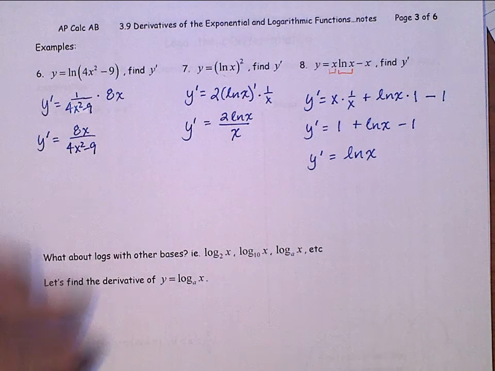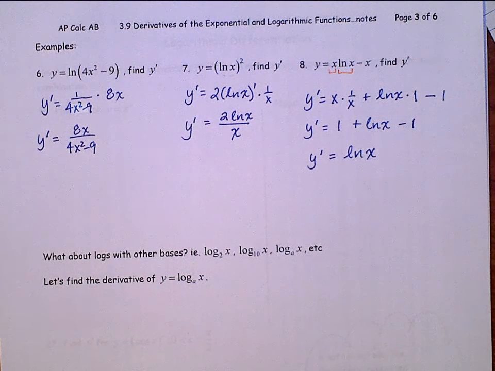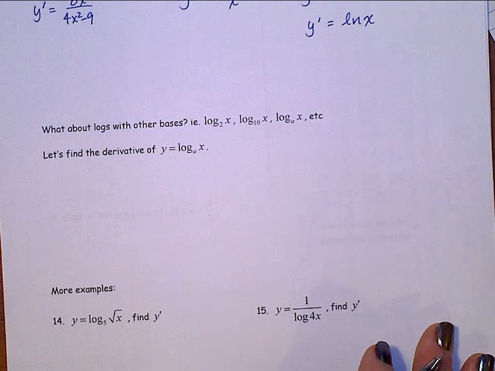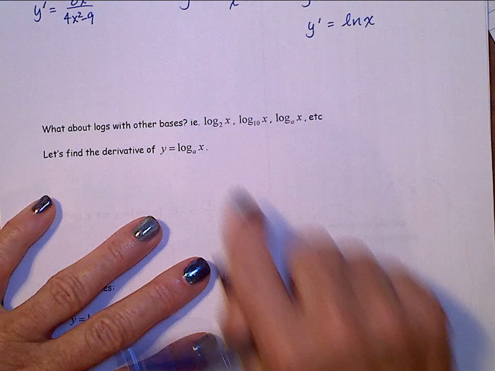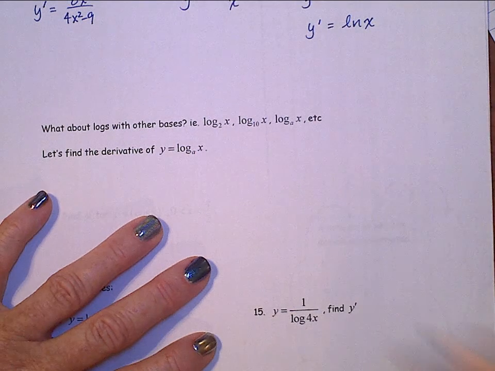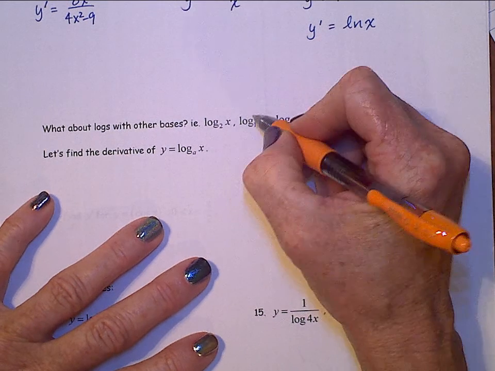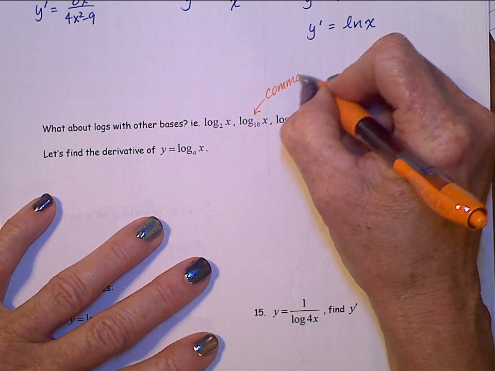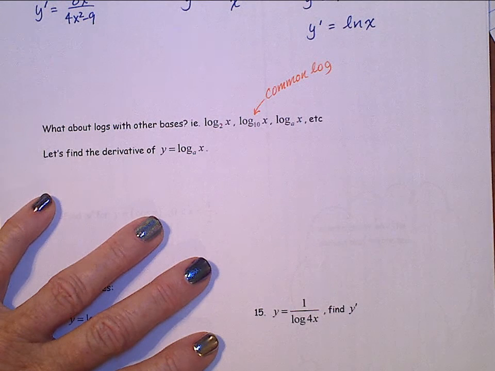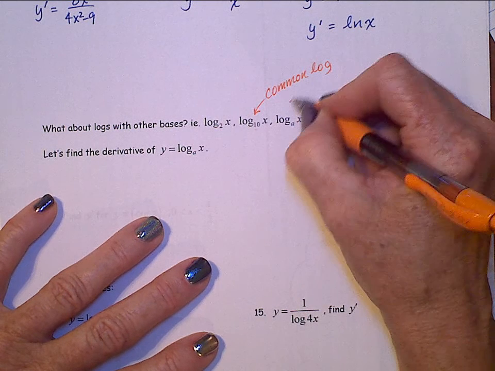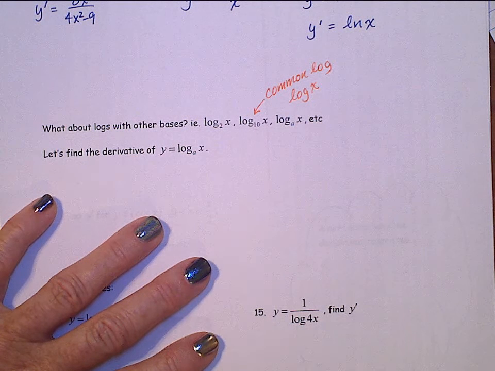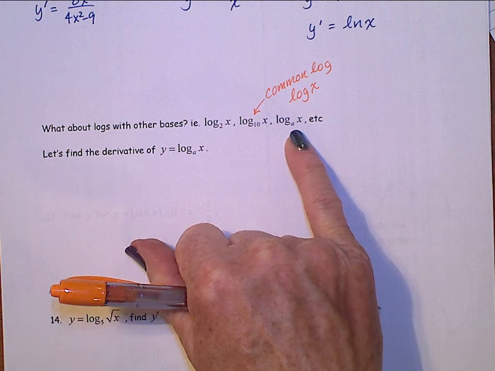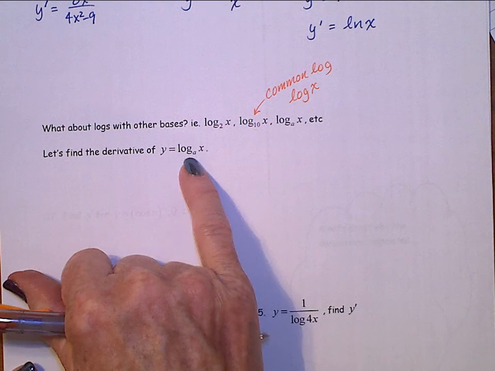All right? Now, it's all fine and beautiful for natural logs, which is a log base e. But what about logs with other bases? For example, log base 2 of x, or log base 10 of x. And do you remember that that log base 10 is called a common log? And most of the time we don't write the base 10, we'll just write that as log x. Or in general, log base a of x.